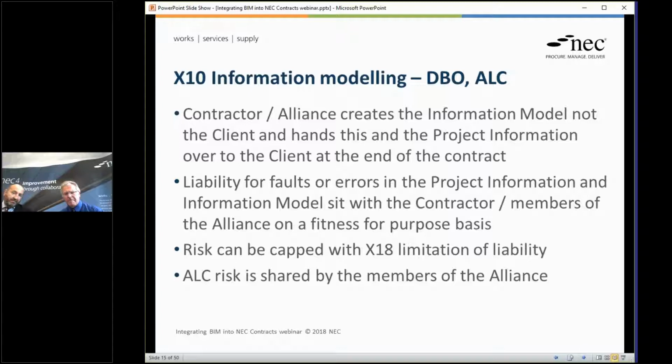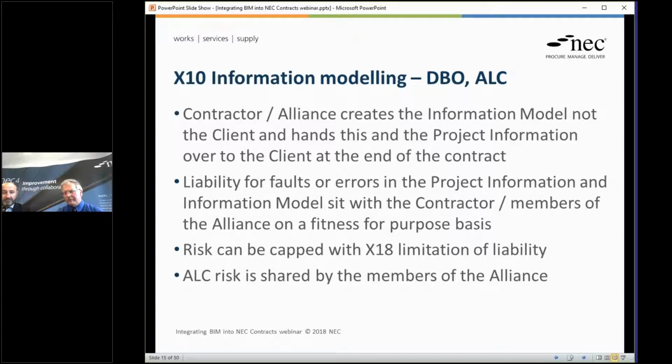Because with the DBO and the alliance contracts, they're sort of turnkey arrangements, where the client is saying to a contractor in the DBO contract, or to the alliance as a whole in the ALC contract, that the team will produce the model for the client. So they take liability not just for producing the project information, but also the information model. They take liability for any faults or errors in both, because they are producing it for the client and hand it over at the end. Also worth noting, the DBO standard liability is fitness for purpose. That would apply to the information model, which could be a little bit scary in certain geographies around the risk that could pose.